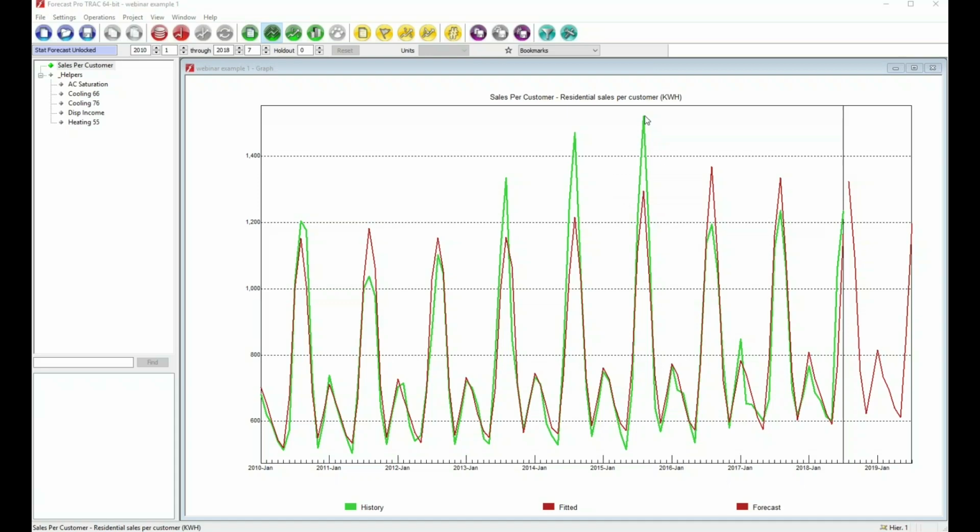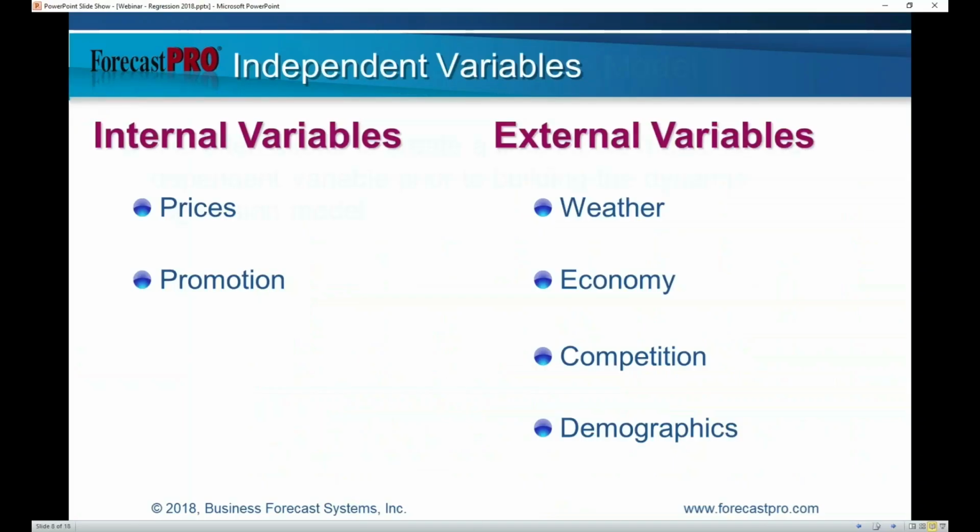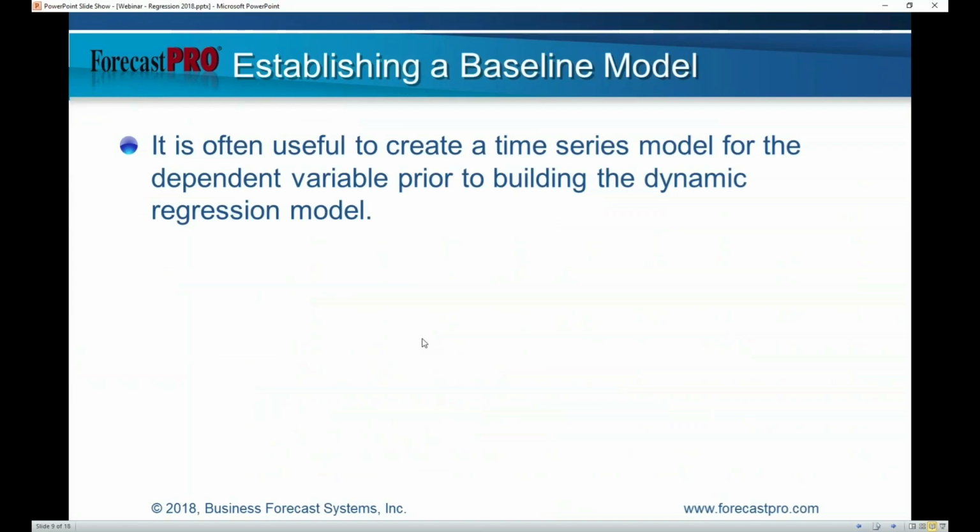And so you can see this big change between this particular year with the strong peak and a lower one. We're really not equipped to capture that using exponential smoothing. Okay, so again, these slides are really for your notes, but it's often useful to create a time series model for the dependent variable prior to embarking upon building a regression model. Again, it's quick, it's easy, it gives you a benchmark to try to outperform.